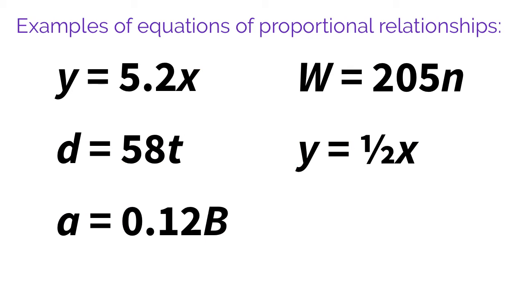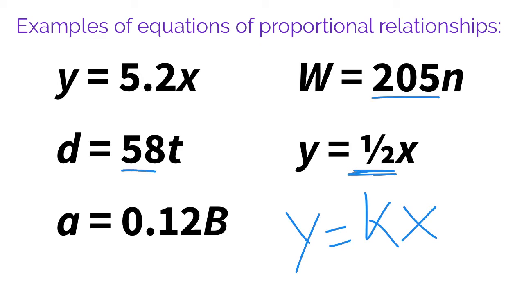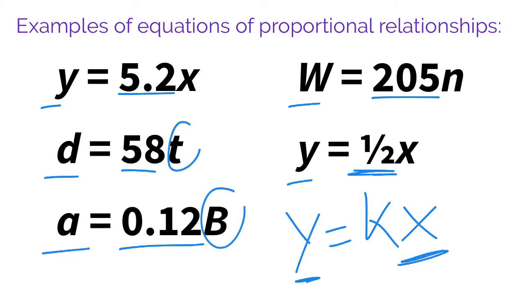Here are some examples of proportional relationships. Again, it has that classic y equals kx. You can have fractions as k, whole numbers as k, or decimals as k. It doesn't matter. It doesn't always have to be y in the front. Whatever variable they have equal to works. And this doesn't always have to be x. It can be whatever variable they choose in the problem.